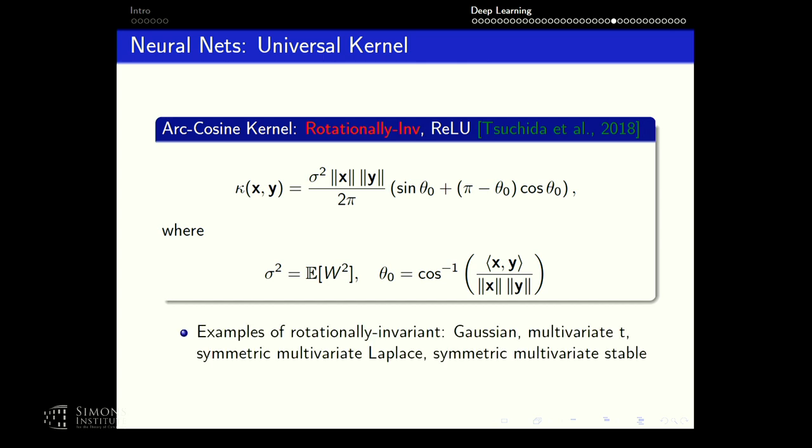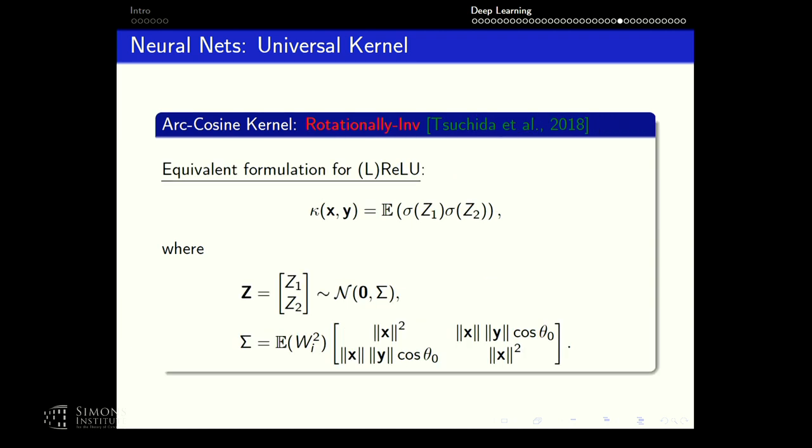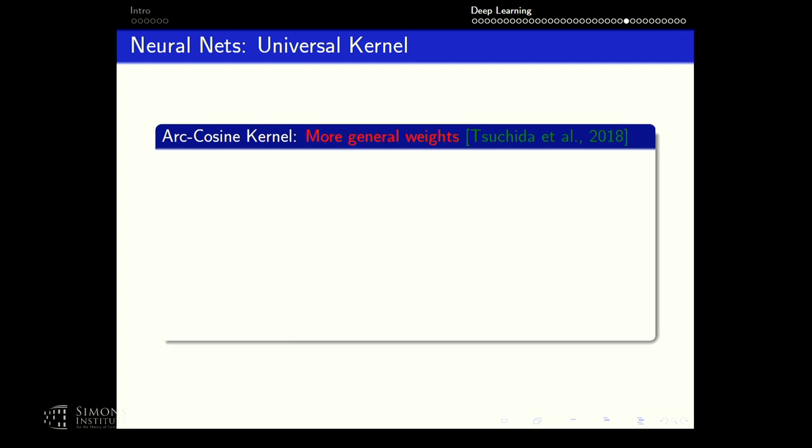Now, what is an example of rotationally invariant? Beyond Gaussian, you can think of the multivariate t-distribution, multivariate Laplace, and so on and so forth. So it'll be an augmented class. You can also think of that kernel in a more compact way as the cross-covariance of two transformations of a random variable, which is Gaussian, whose covariance is given like this. The details of this really don't matter. The point is that you can extend these results to more general weights. They don't have to be rotationally invariant, but you lose this equality. So now the universal kernel was exactly arc-cosine.